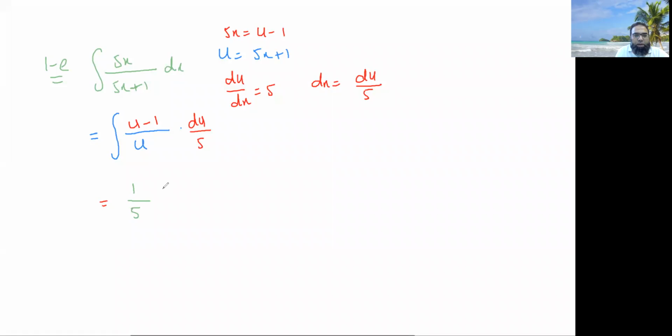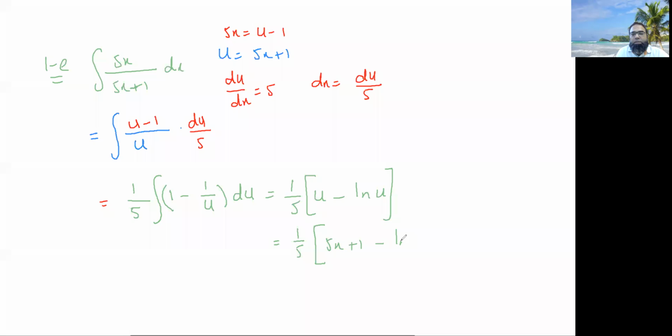Yes, sir. Okay. So now this 5 is written outside here, 1 over 5. This is 1 minus 1 over u. Now this is very much in our hands. We can integrate this easily. This is 1 over 5 into u minus ln u. And I'll change this u back to 5x plus 1. This is 5x plus 1 minus ln 5x plus 1. And then there is the plus c.